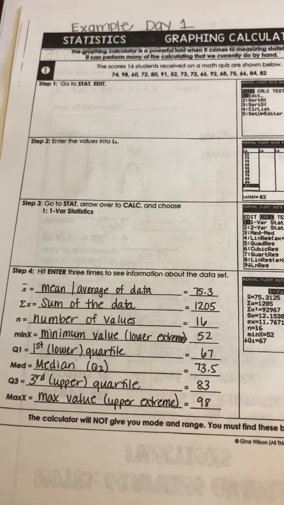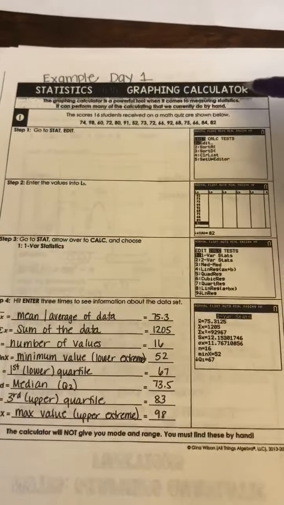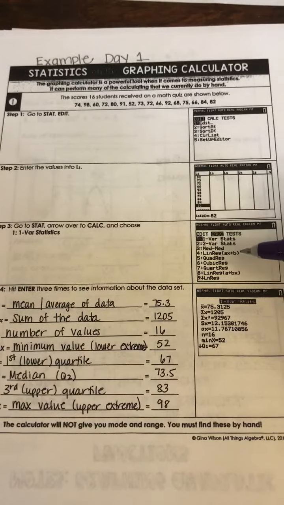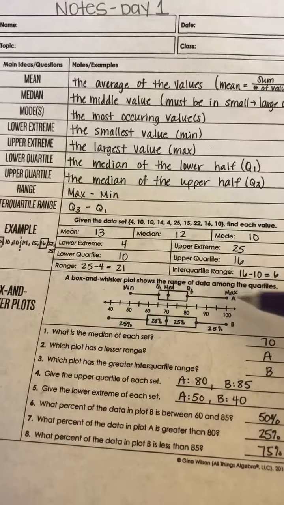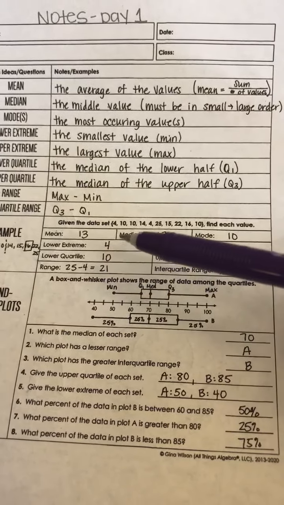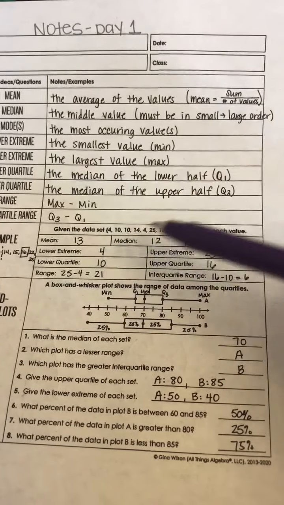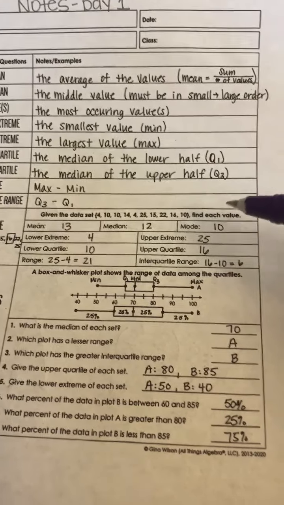Okay guys, the next part is statistics. All of the information right here is so good. Great pieces of information. Also this page talks about your box and whisker plot, and then the mean, median, mode, all of those things should be very familiar to you.